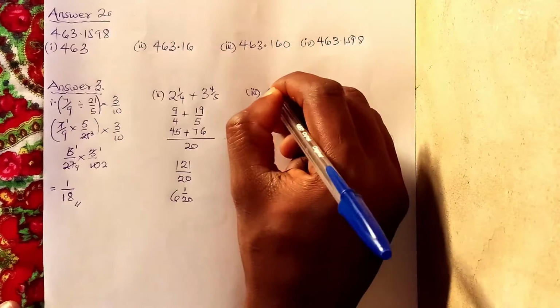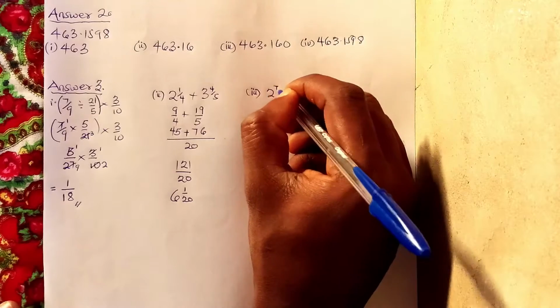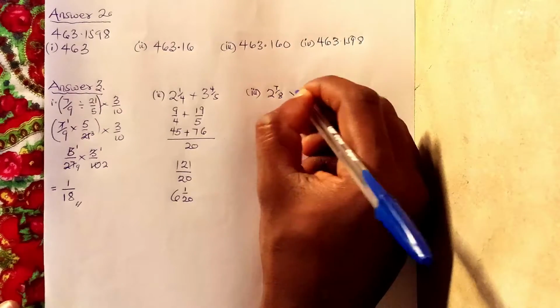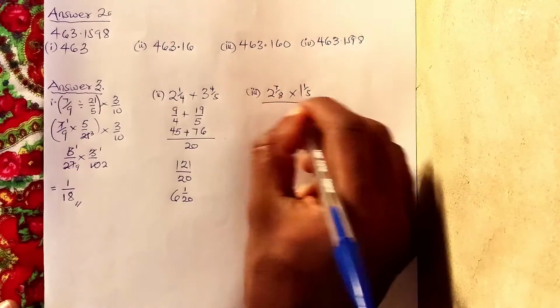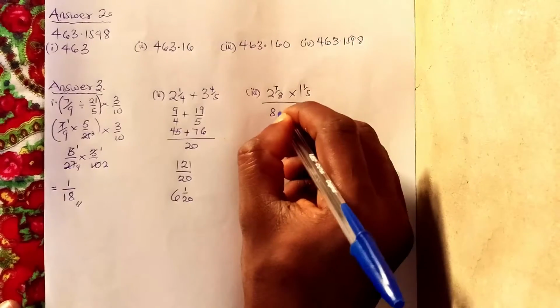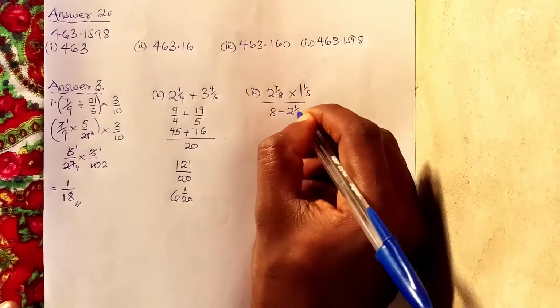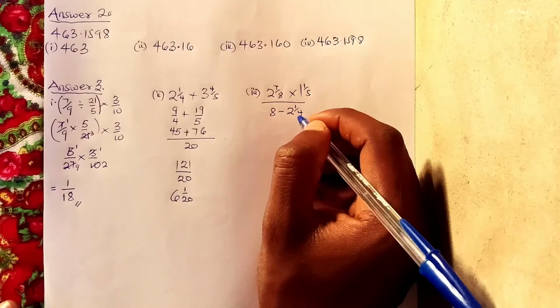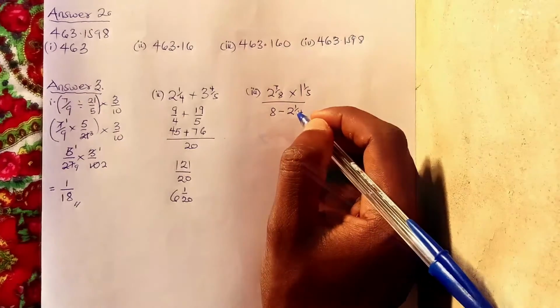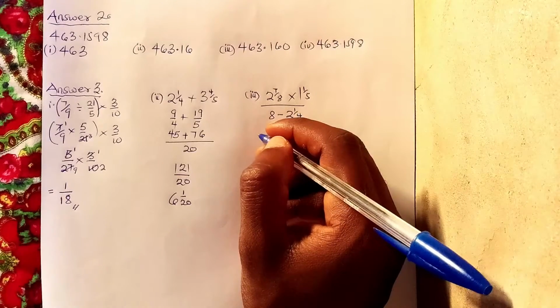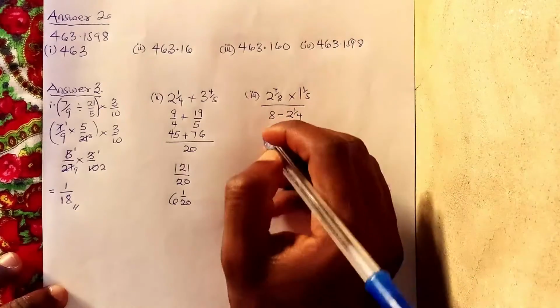We have two whole number 7 on 8 times one whole number 1 on 5, all over 8 minus 2 whole number 1 on 4. We have to change all the mixed fractions into improper fractions. Changing this to the improper fraction.